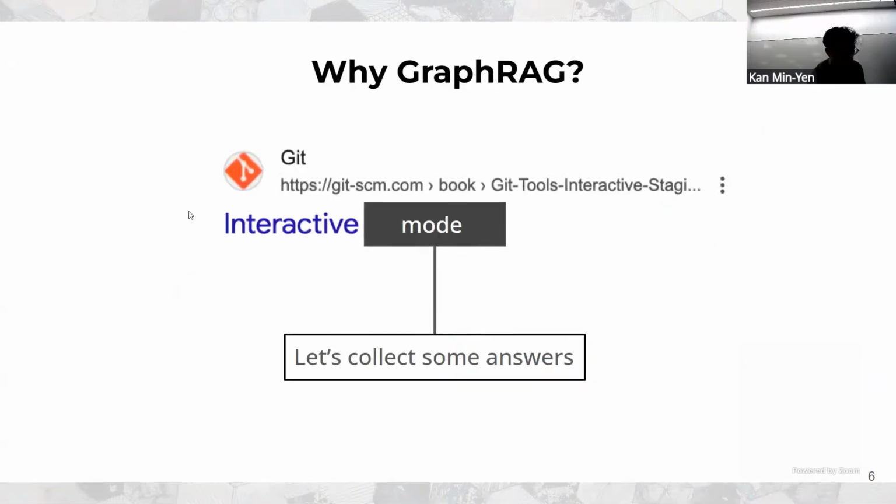So let's do a bit of an interactive mode here. Let's collect some answers to get a little bit of intuition on where everyone is in terms of GraphRAG. So why do you think that we would want to do GraphRAG? Why GraphRAG as opposed to normal RAG? What's in your mind?